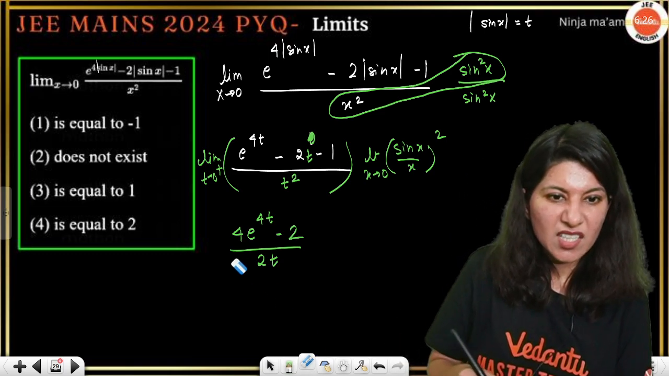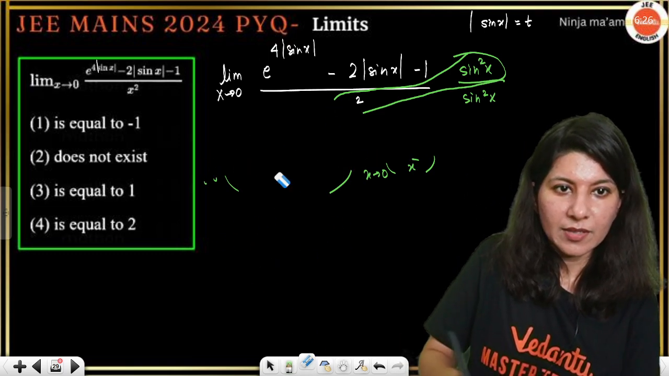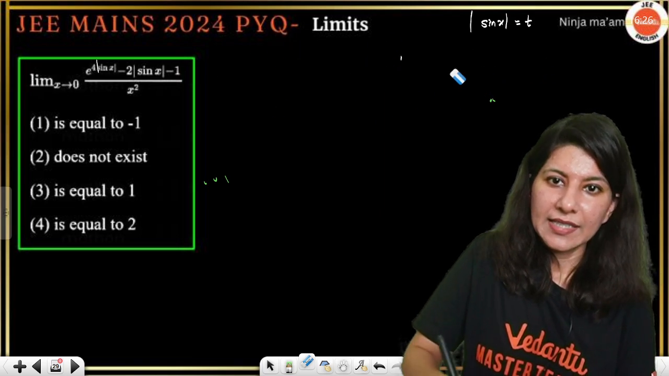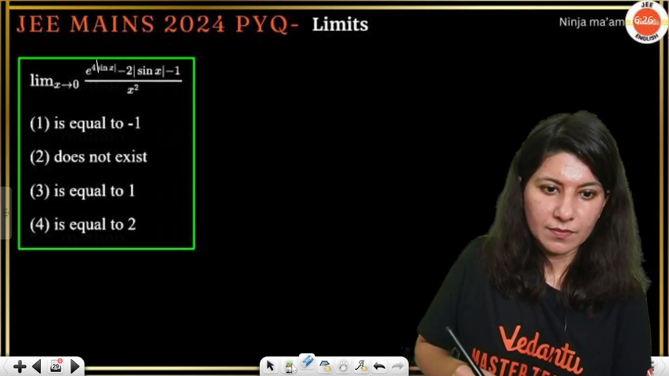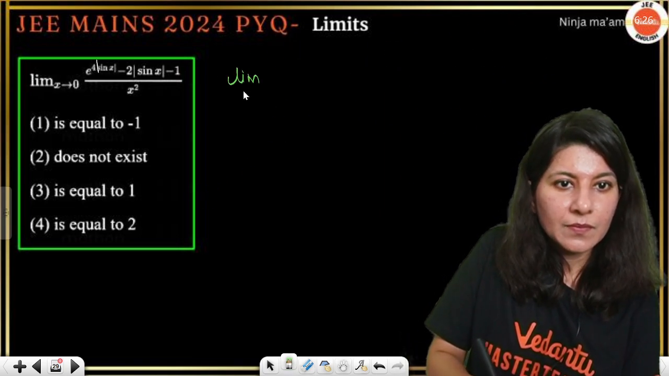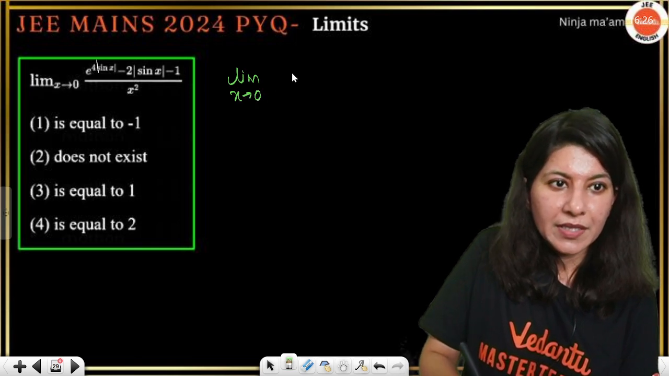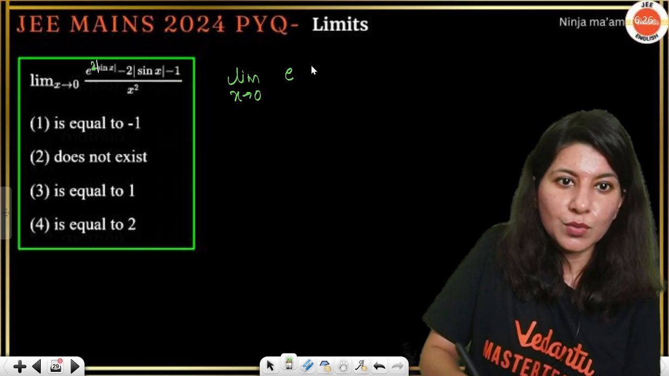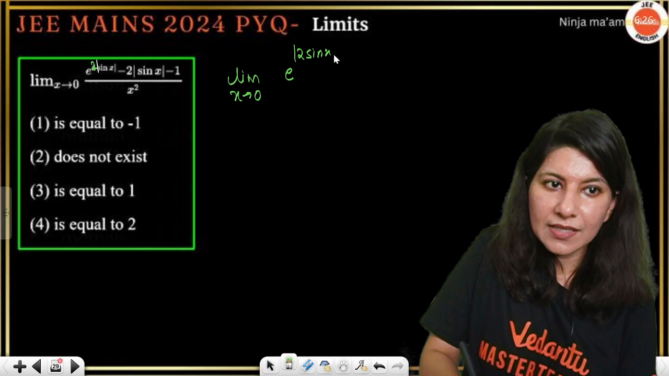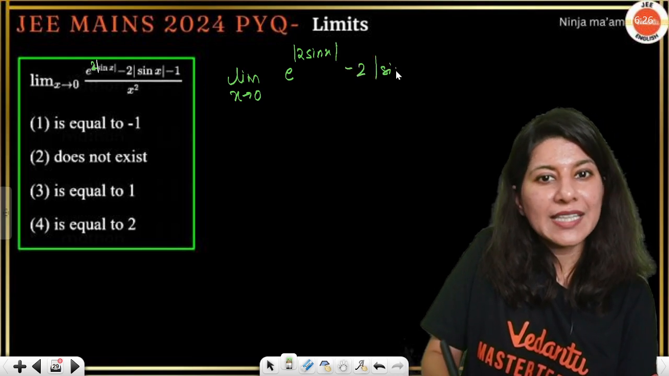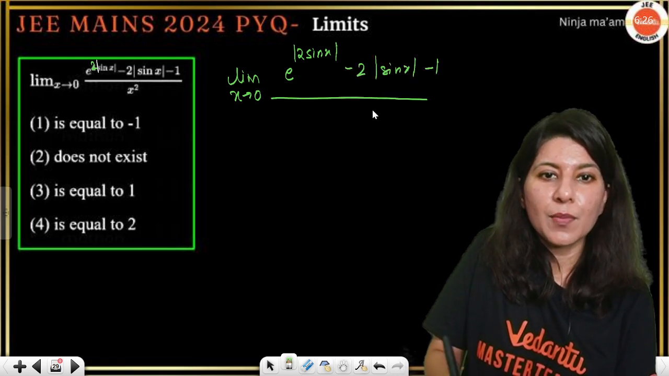Yes, so I guess there is some mistake in this question. Let me just rewrite this question. Limit x tends to 0, e raised to power 2 mod of sine x minus 2 mod sine x. Yes, this is the original question, upon x square.